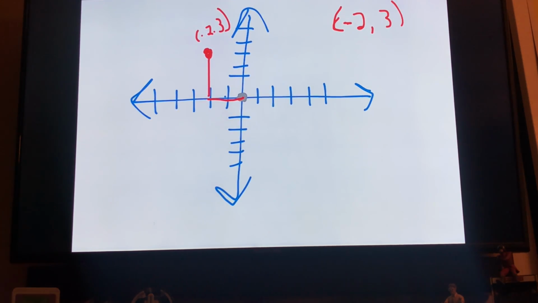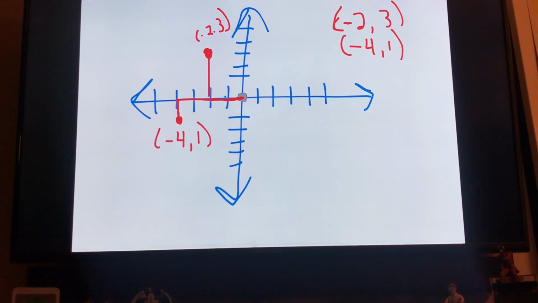The next one I'm told is negative 4, 1. I need to go to the left, because it's negative, 4 places. So 1, 2, 3, 4. I need to go down how many places? 1. So this point right here is going to be negative 4, 1.